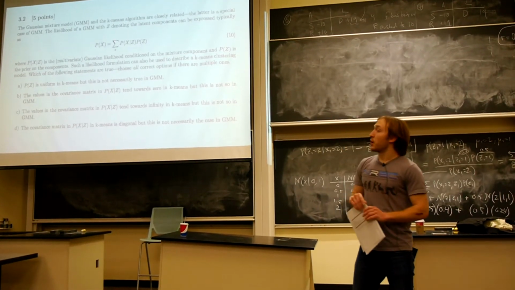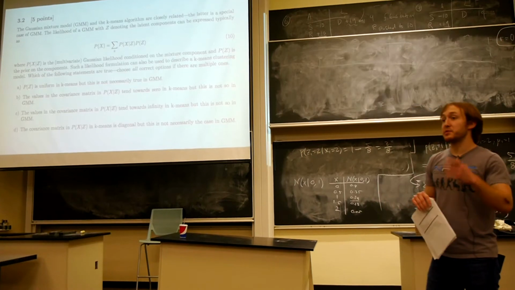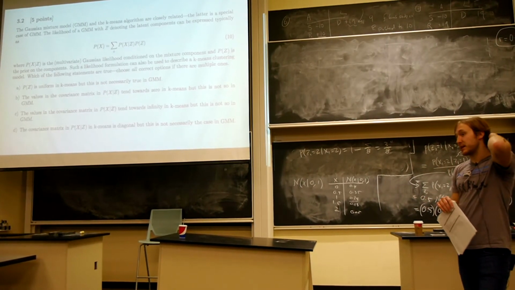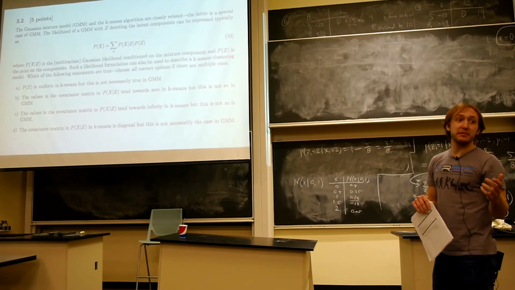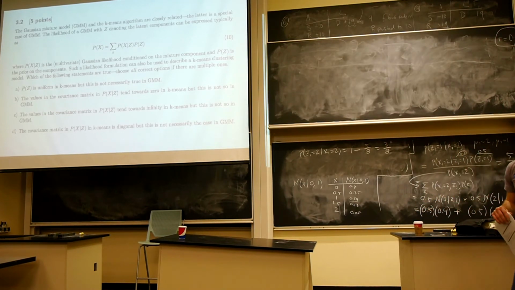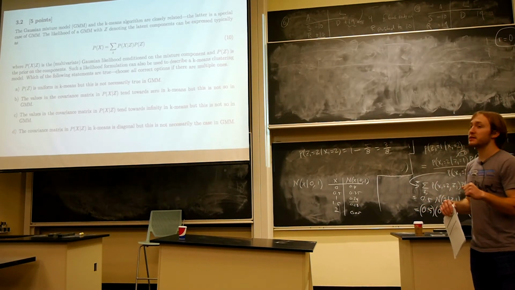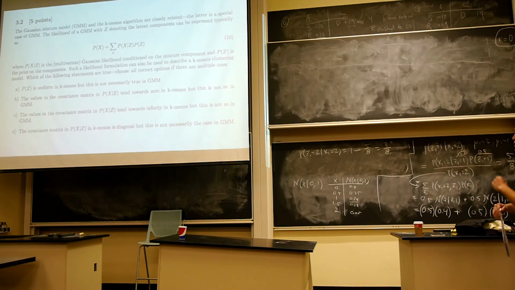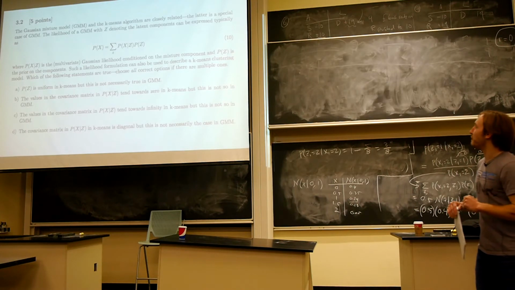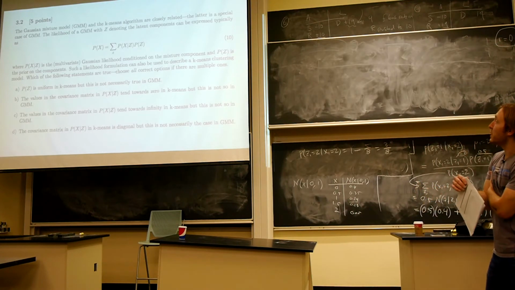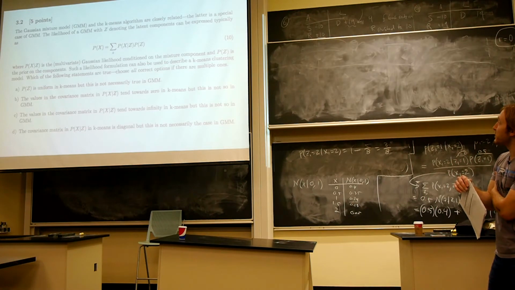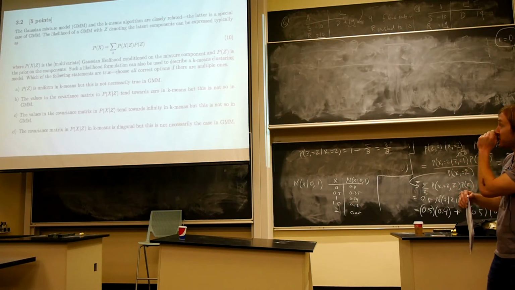This is a question where you describe differences and similarities between the k-means algorithm and the Gaussian mixture model, or the EM algorithm for the Gaussian mixture model, because there are a lot of similarities between the two. You can actually view k-means as a sort of extension of the Gaussian mixture, which this question will explain. A GMM and k-means are closely related. The latter is a special case of the Gaussian mixture model.